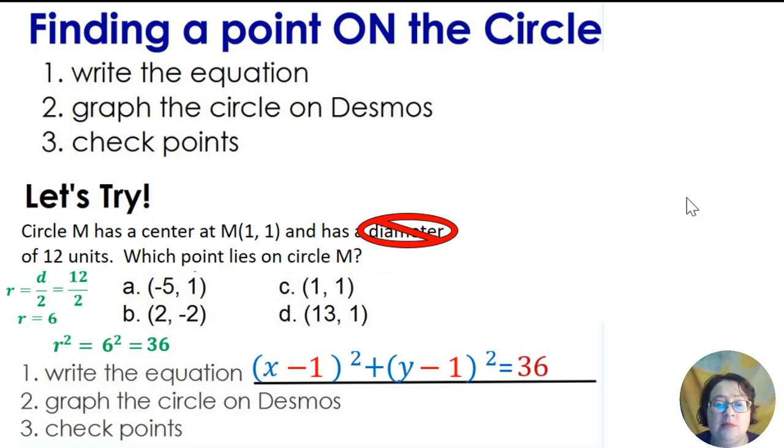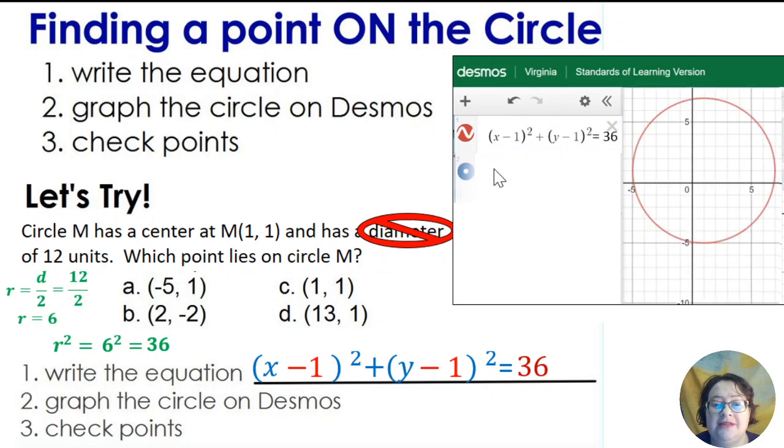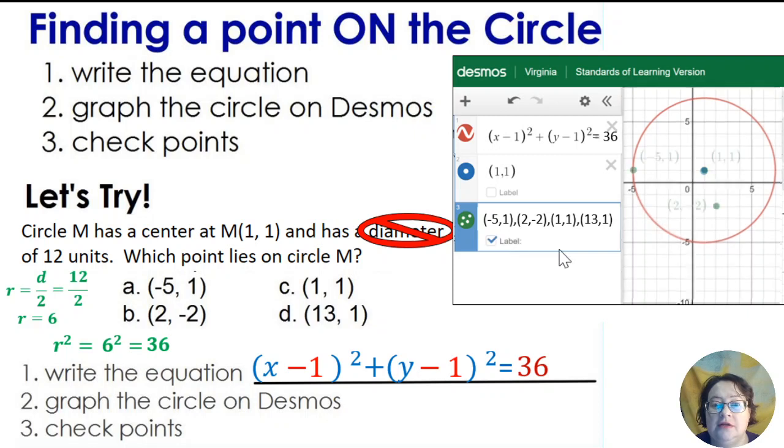I'm going to bring up Desmos in a new window. And then in the first box here, I'm going to type out the equation I wrote. And I'm also going to put the center of my circle to make sure I got it right. My answer choices here, I put in another box and I click label. And that brings up my points here.